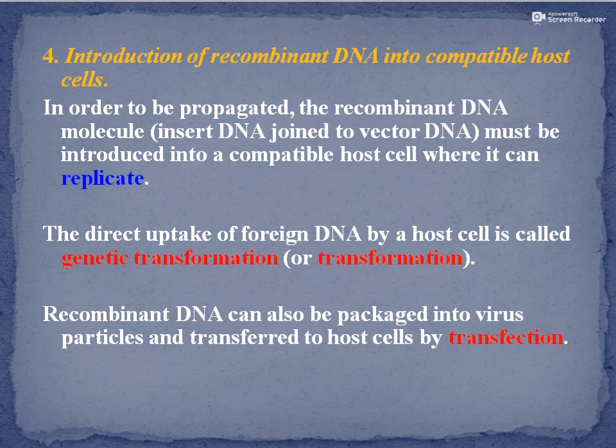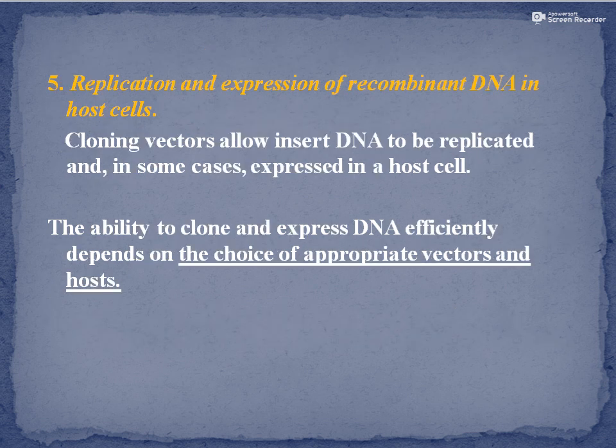So the fourth step mainly involves the transferring of the recombinant DNA into the compatible host cell. And once it has been transferred into the compatible host cell, the cloning vectors, these recombinant DNA, will replicate. And sometimes the expression of the recombinant DNA also will happen in the host cell. The cloning vectors will allow insert DNA to be replicated. And in some cases, these cloned vectors will also be expressed in the host cell.